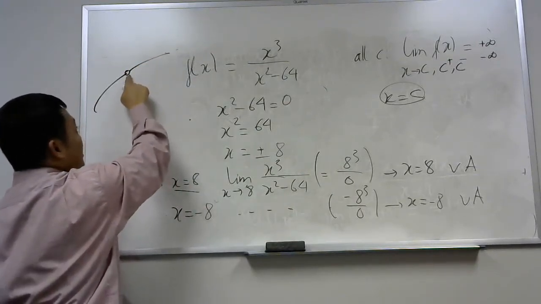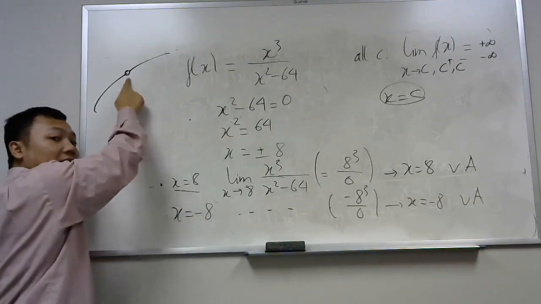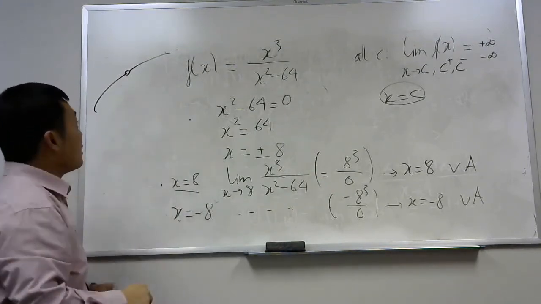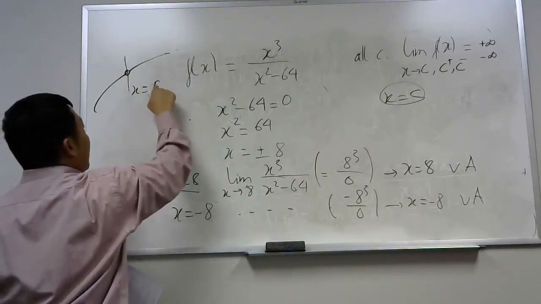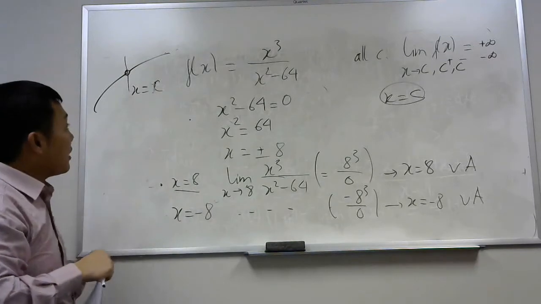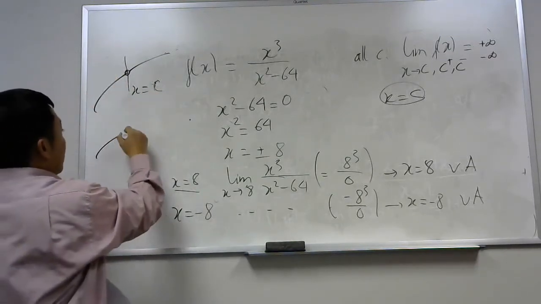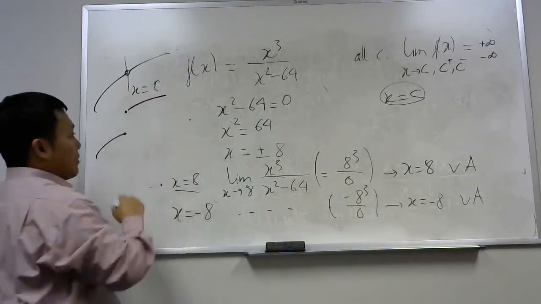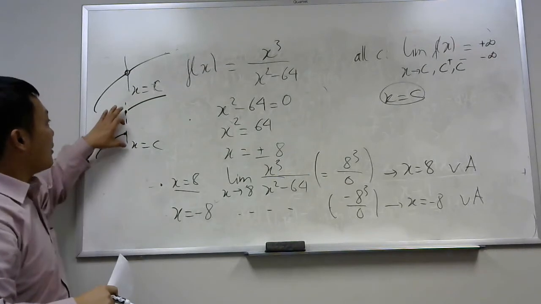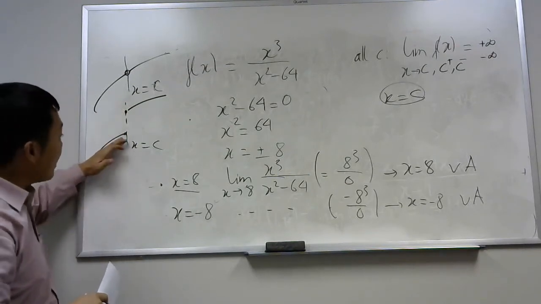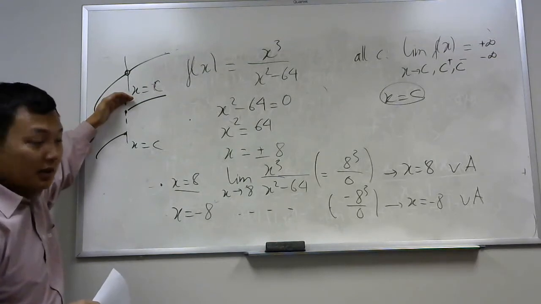This function is not continuous because we have a hole in here. The limit in this case exists and equals a finite number. x equal to c, in this case, suppose this is c, right? And x equal to c is not a vertical asymptote. The second case is this. x equal to c is not a vertical asymptote because the left limit exists, the right limit exists, and equal to a finite number, right?